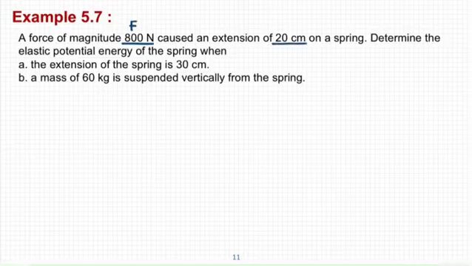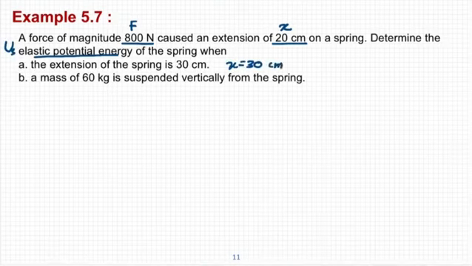Okay, now we can look at example 5.7. We have a force of magnitude 800 Newton causing an extension of 20 centimeter. And then we have to find the elastic potential energy of the spring when A, the extension of the spring is 30 centimeter, and B, a mass of 60 kg is suspended vertically from the spring.